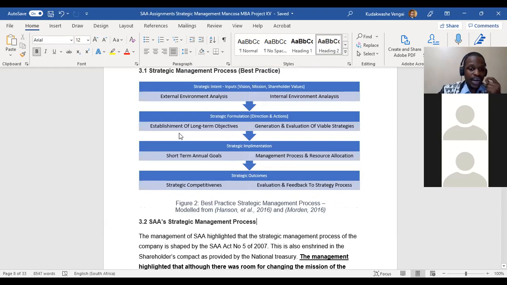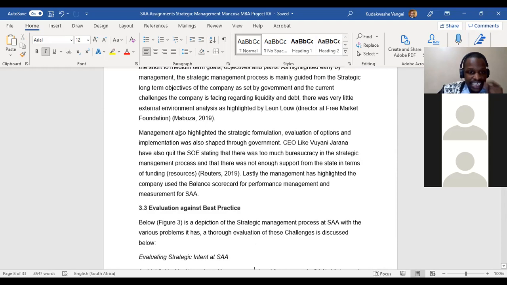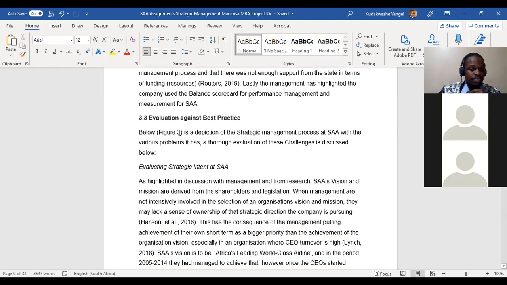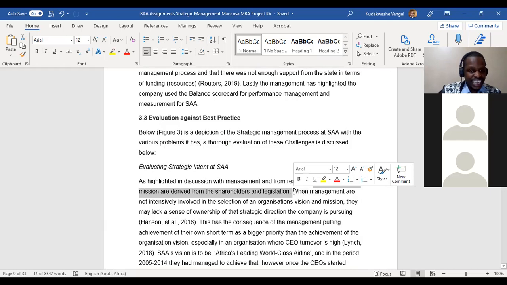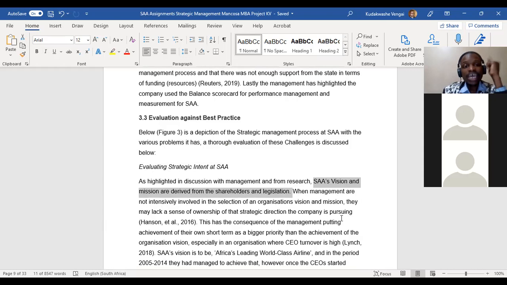Now, if you check something over here, let's go to my last heading, evaluation of strategy, evaluation of the best practice. You can see over here, I've included my first topic, evaluating the strategic intent of SAA. I'm saying I want to evaluate the mission and the vision of SAA. And then I highlighted that SAA's vision was derived from shareholders and legislation, and management were not intensively involved in the selection of the organization's vision and mission. They may lack a sense of ownership of the strategic direction the company is pursuing. So what I want you to see is how I'm now analyzing. I'm saying that first of all, we've provided that in best practice, you should have a mission and a vision, right?